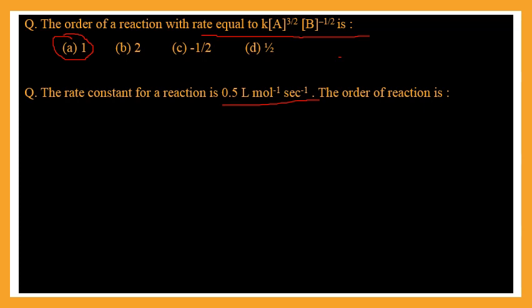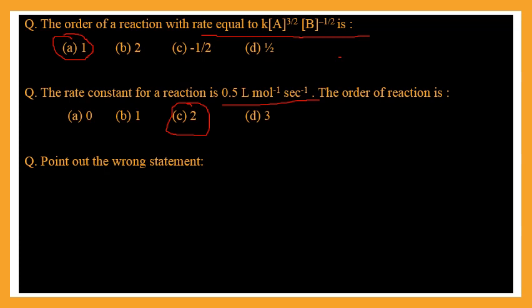With the help of the unit of rate constant, we can directly find out the order of any reaction. So here, the unit of rate constant given is mole inverse liter second inverse, or liter mole inverse second inverse. So it is the unit for a second order reaction. So the correct option will be option C. The order of the reaction is second order.